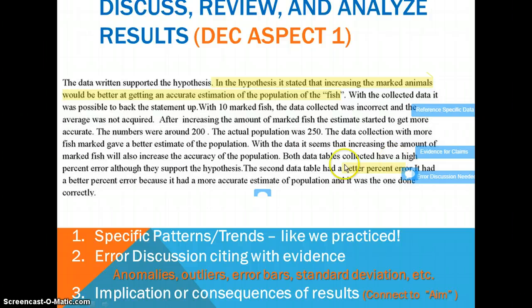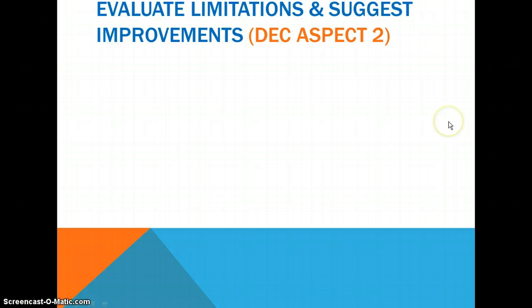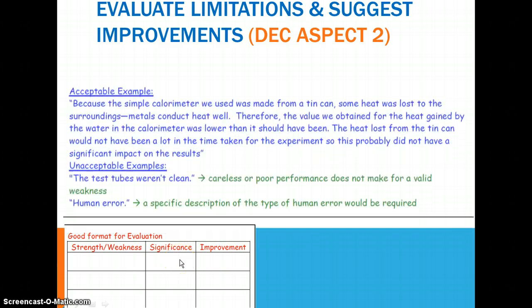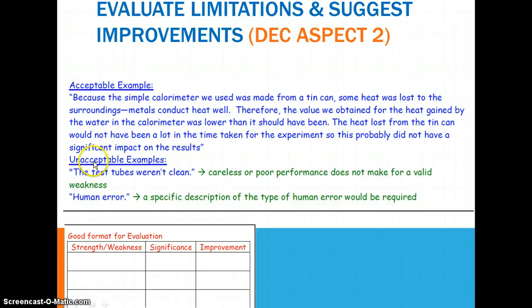So read over this example and think about my comments I have over here. Our next section is about evaluation of limitations and suggestions for improvements, the second section of the conclusion. I highly recommend this format, that's a table, because it'll help you avoid mistakes. And here is information about acceptable versus unacceptable things for this section. Pause to read them over.